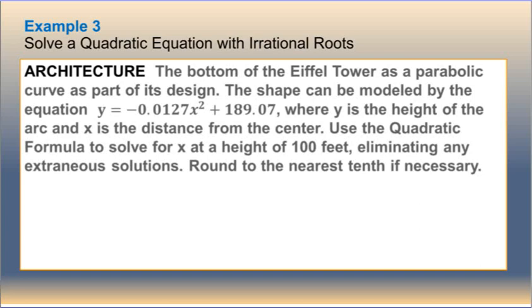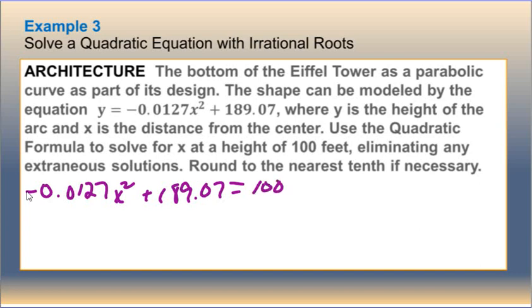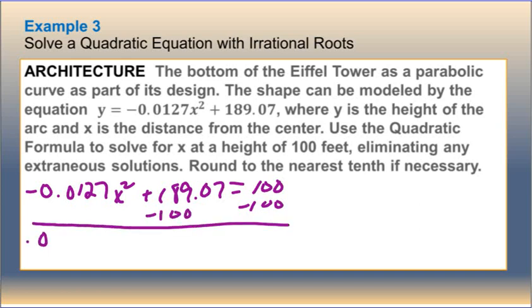Just a reminder, extraneous just means you get a solution, but it doesn't make sense to the problem when you put it back in. So I start with my equation, negative 0.0127 x squared plus 189.07 equals y, the height of the arc, and it says that the height was 100. Make this equal to 0 by subtracting 100. And we have an equation of negative 0.0127 x squared plus 89.07 equaling 0.